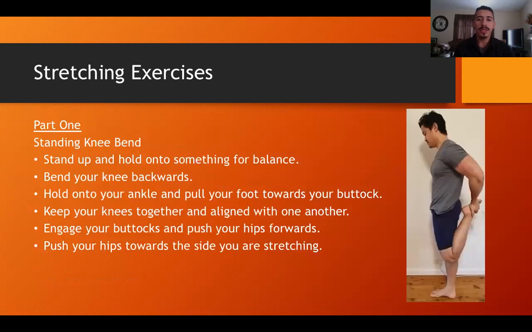Okay, stretching exercises. The first one we have here is a standing knee bend. You're going to stand up and hold on to something for balance, and if you don't need to, then that's perfectly fine. Bend your knee backwards, hold onto your ankle, and pull your foot forward to your buttocks. Keep your knees together, aligned with one another. Engage your buttocks and push your hips forward. Push your hips towards the side you are stretching.